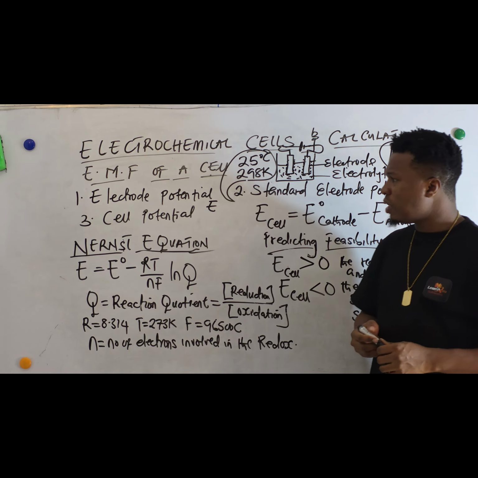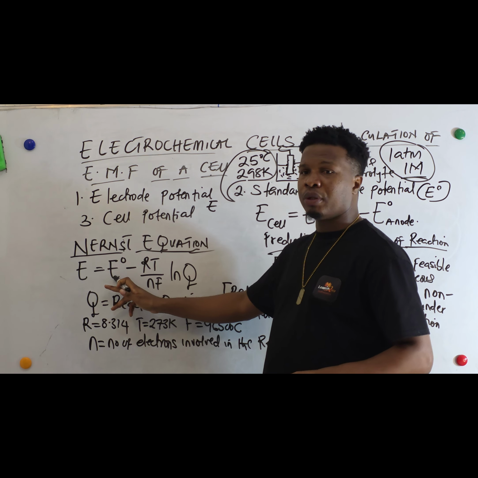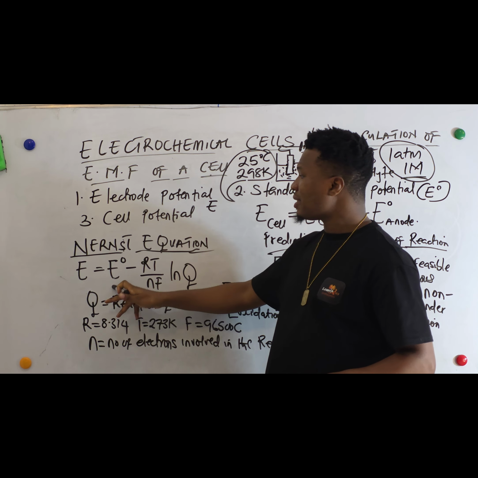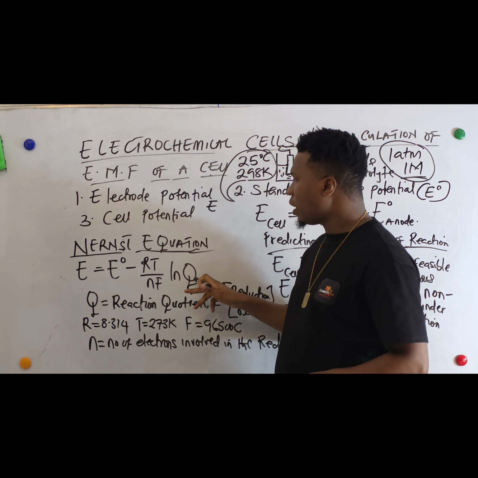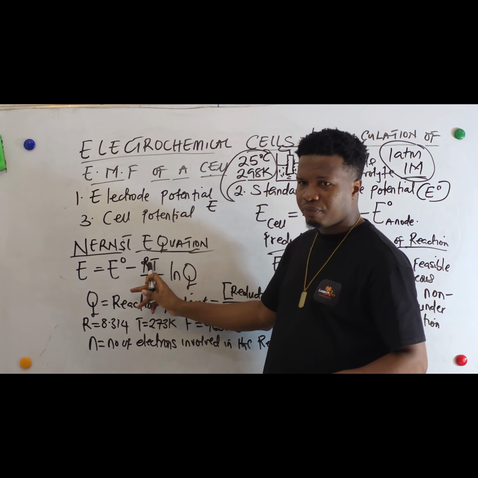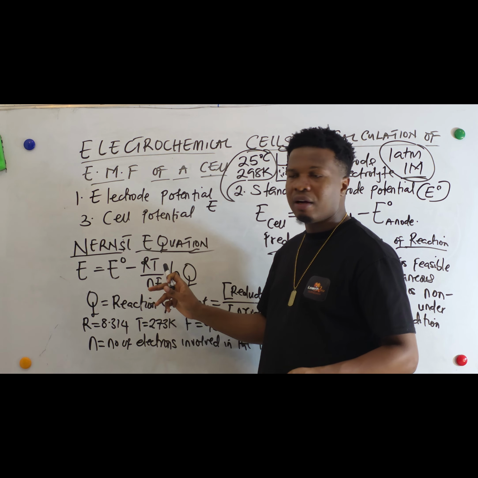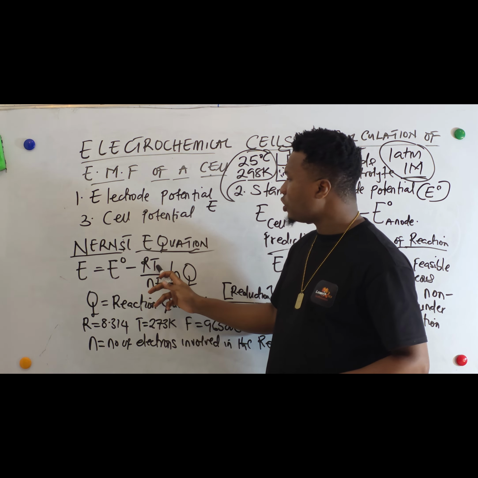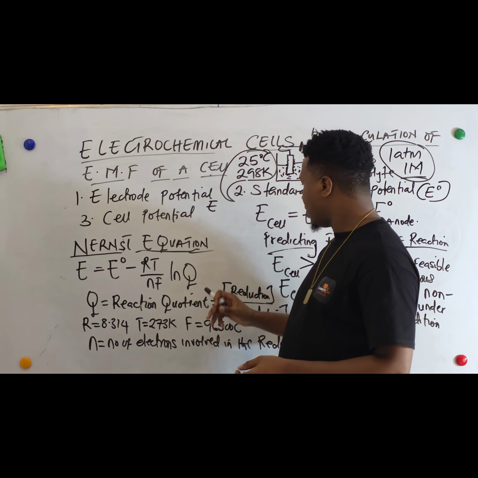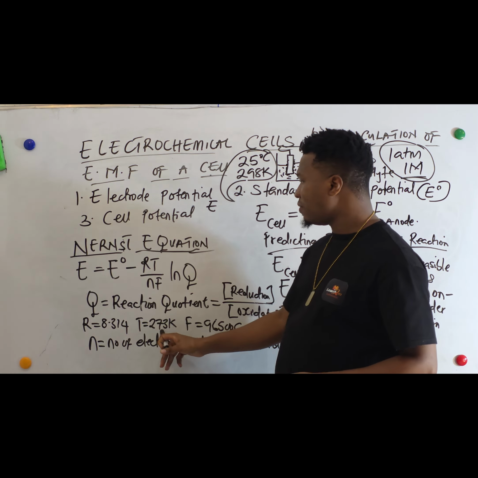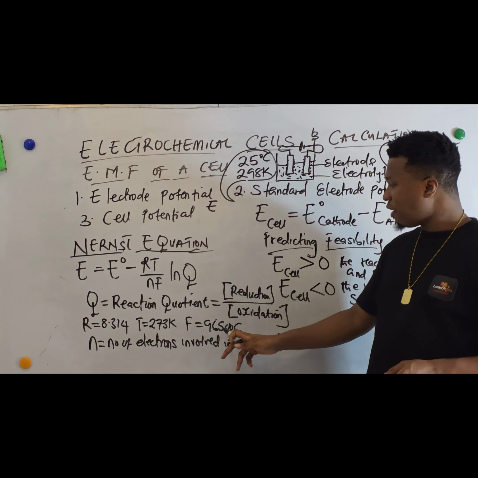So this equation is giving us E equal to E naught, the standard electrode potential, minus RT over nF ln Q. R is the universal gas constant, which is 8.314 joules per mole per Kelvin. T is the temperature at standard state, which is what? 273 Kelvin. Then F is the Faraday's constant, which is 96,500 coulombs.